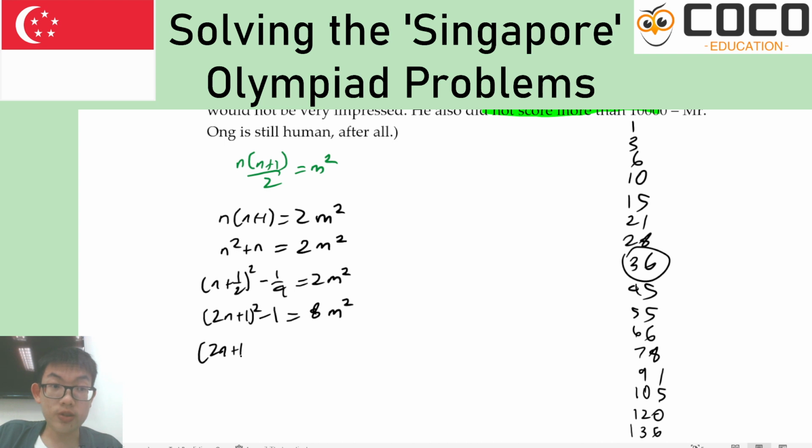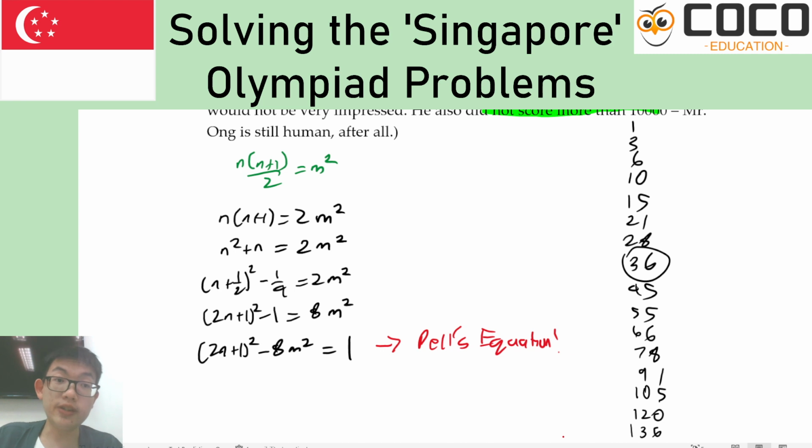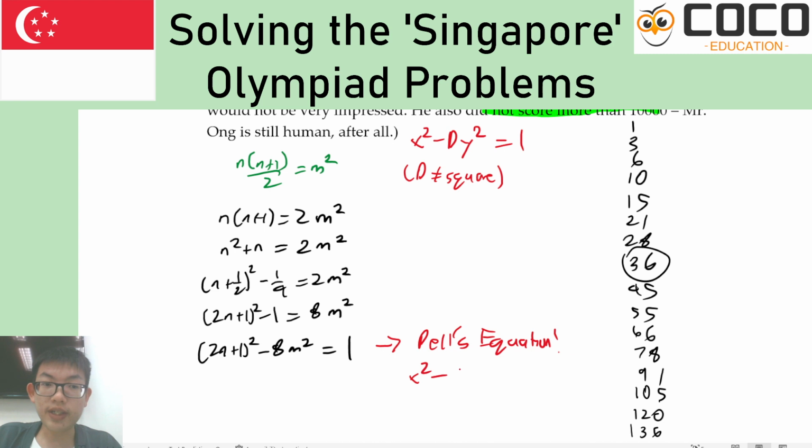But if you were to flip this over, you get something in the form of our Pell's equation. Our Pell's equation, if we recall, is something in the form x squared minus d y squared equals 1, where d is not a square. If d is a square, obviously that is just a difference of squares. So this is in the form of x squared minus 8y squared equals 1. Now, the smaller solution would be x equals 3, y equals 1, and that would correspond to just 1, which is not very interesting.